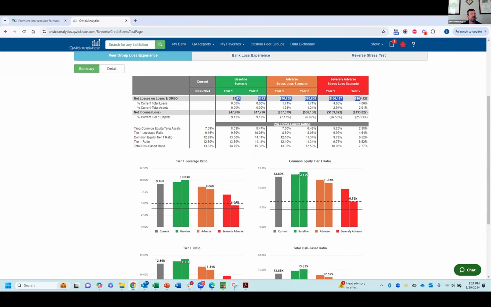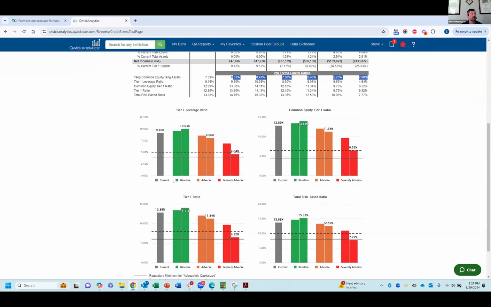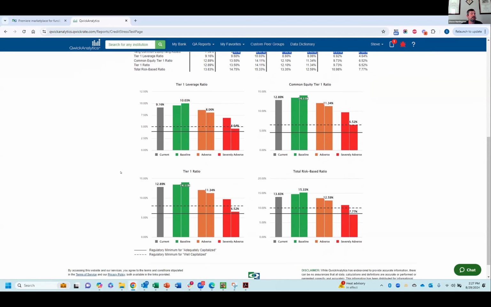We can see losses ramping up as the scenarios get more punitive, resulting earnings dropping down and becoming significantly negative, and then current and pro forma projected capital ratios in all three scenarios. And then here we chart what those scenarios would look like. We have a dotted, a dashed, and a solid line just to visually indicate the regulatory minimums for well capitalized and adequately capitalized.